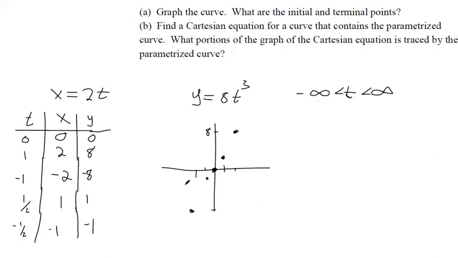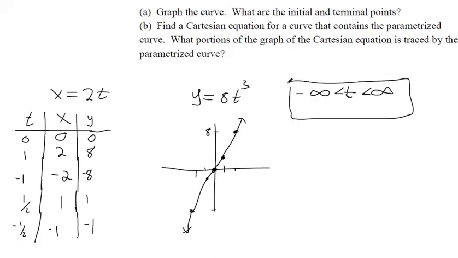Okay, I think that's enough points. So we got a rough sketch of the graph. It shouldn't be a perfectly straight line though, okay? It should have a curve to it. So we got the graph. What are the initial and terminal points? That's determined by the values of t that your problem says. This says that t can be somewhere between -infinity and +infinity. That means t can be as small as you want or as large as you want. So there are no initial or terminal points. We'll see some problems where there are initial and terminal points.